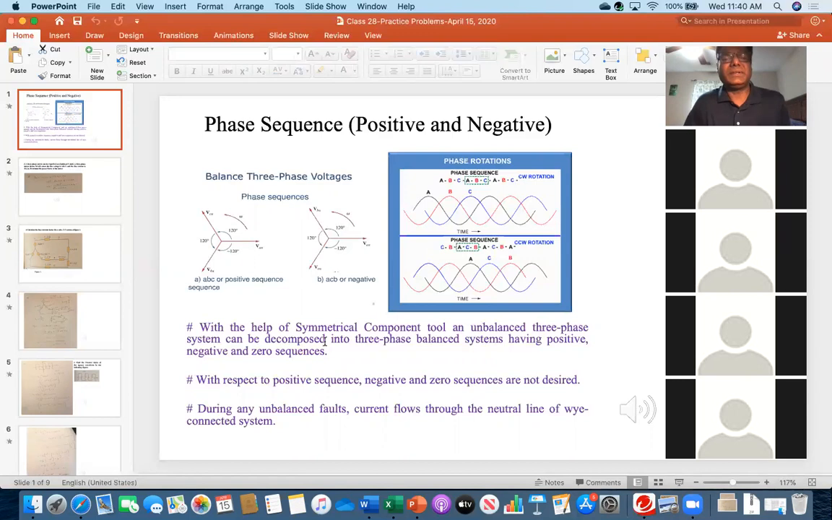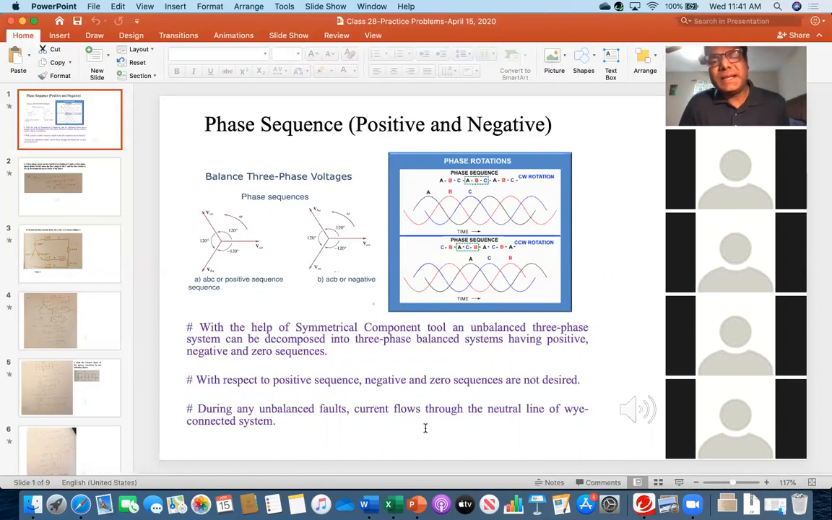If you read the book or any literature, you will be getting these terms: positive, negative, and zero sequence. And also, if you are asked the question, even in this course, what is the impact or consequence of having an unbalanced system, then you can mention the last bullet point, that is the main point: if the system is unbalanced, then there will be zero sequence current, or some sort of circulating current, flowing through the neutral of a Y connected system.